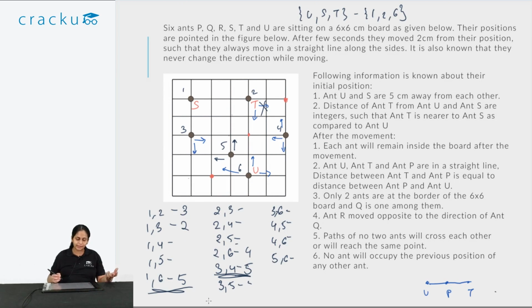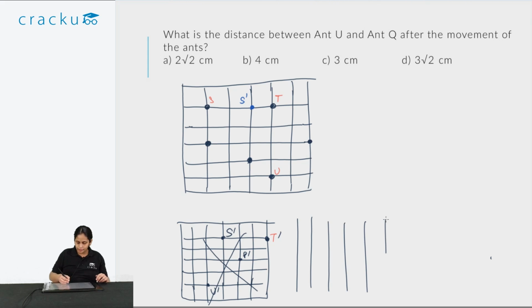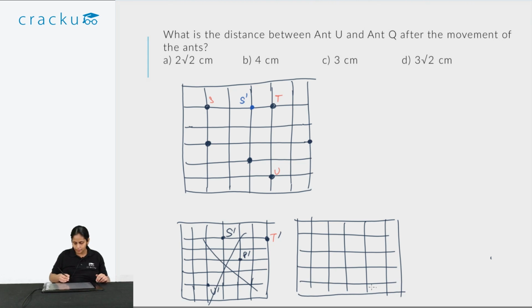Now the second case of T is that T moves down. So let's draw that one out. Okay, so you have 1, 2, 3, 4, 5, 6, 1, 2, 3, 4, 5, 6. Okay, so in this case, this is S dash, so S dash is over here. Okay, in this case, T moves down, so T moves over here. Okay, this is T dash. U starts from here, so it has to move.